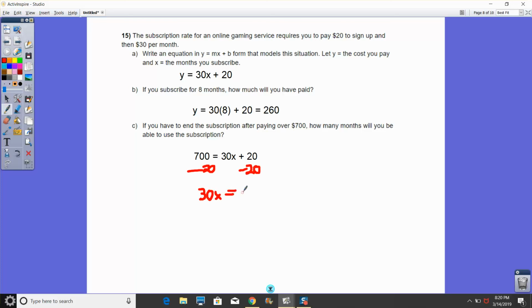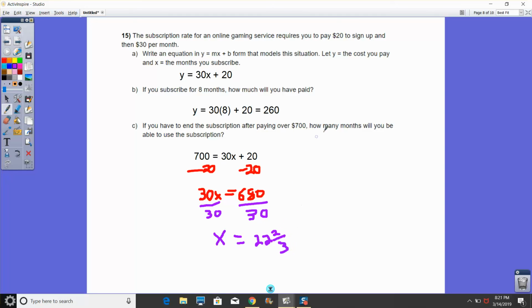So if 30x equals 680, I would then have to divide both sides by 30 to get x by itself. So I divide by 30 here, and then I divide by 30 here, and if I do 680 divided by 30, I know I'm going to get something in the partial amounts, but 680 divided by 30 is going to be 22 2/3. So that means that if you subscribe for a 23rd month, then you would be over the limit on how much money you can spend. You'd be spending less than $700, but if you go over, next month you'd be at a total of $710.